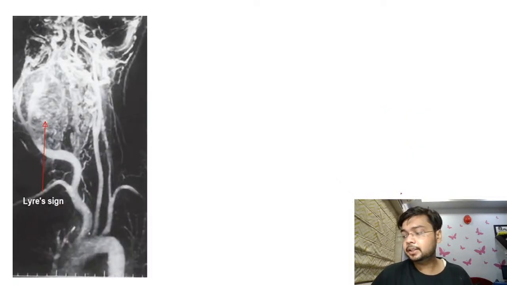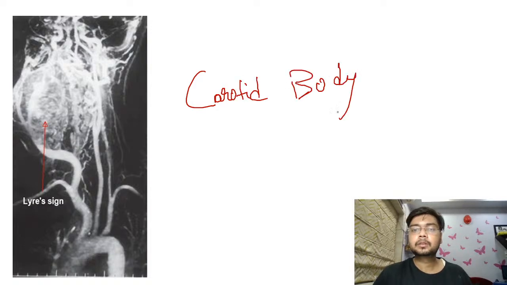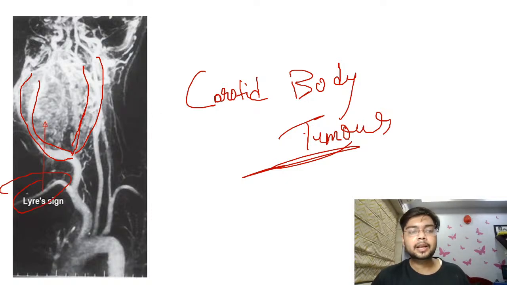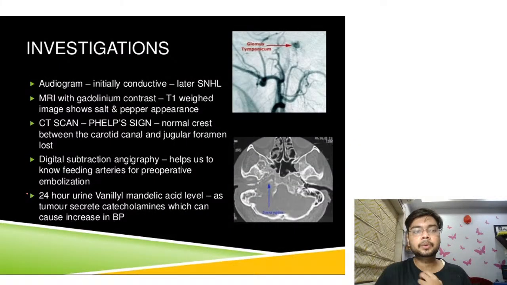This is a Lyre sign seen in carotid body tumor, right? Lyre sign seen in carotid body tumor where you will observe splaying of the carotid artery. So there is widening, splaying of the carotid artery around the tumor, which is called the Lyre sign. So it is a paraganglioma.